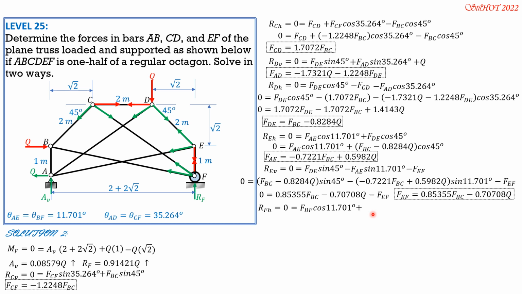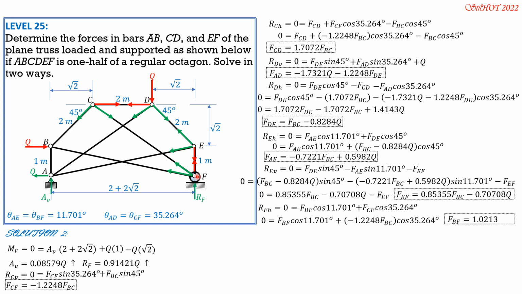And FCF is negative 1.2248 FBC. So 0 equals FBF cosine 11.701 degrees plus quantity negative 1.2248 FBC cosine of 35.264 degrees. So FBF can now be expressed in terms of FBC. It is equal to 1.0213 of FBC.